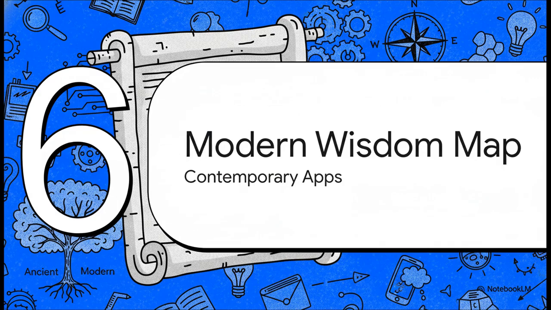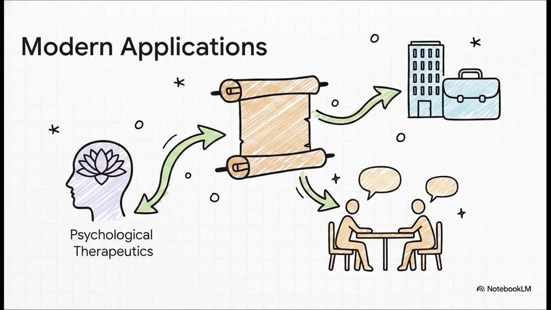Finally, we reach Section 6, a wisdom map for the modern world. Let's look at the contemporary applications of this ancient intellectual laboratory. Today, major universities and institutions aren't just studying this as a piece of history. They are actively applying these exact same 2,500-year-old frameworks.